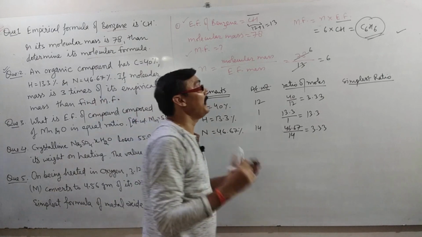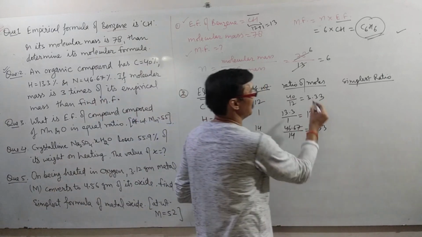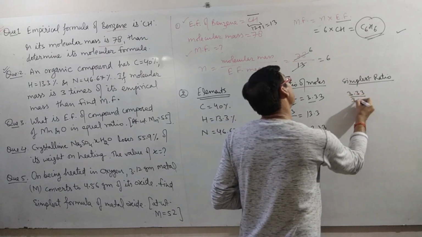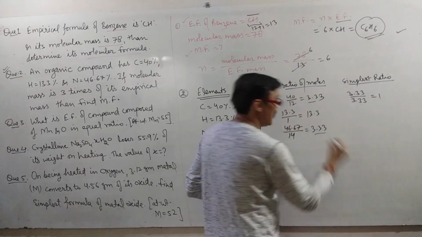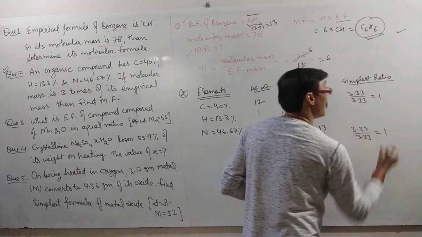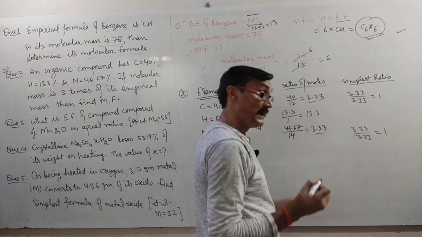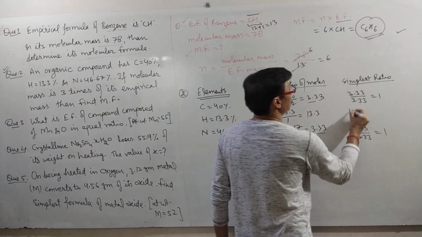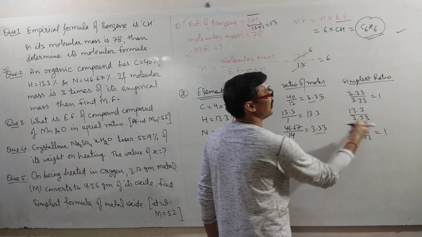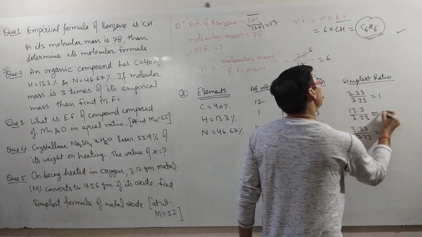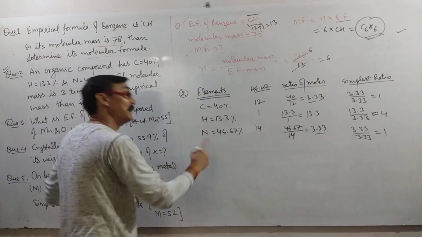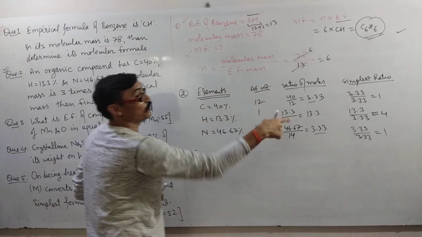To find the simplest ratio, we have to multiply or divide with any number to make a simple ratio. The smallest number is 3.33. If we divide 3.33 by 3.33, it is 1. Again, 3.33 divided by 3.33 is 1. With the same number, to find the ratio, the same number is multiplied or divided. 13.3 divided by 3.33 is almost 4. So the simplest ratio of carbon, hydrogen and nitrogen in the molecule is 1:4:1.